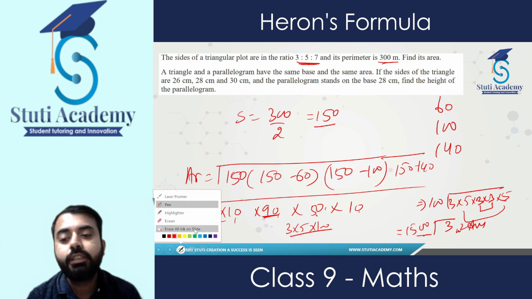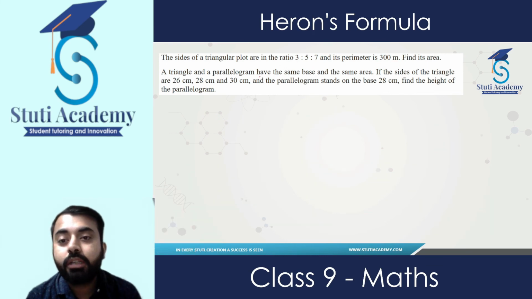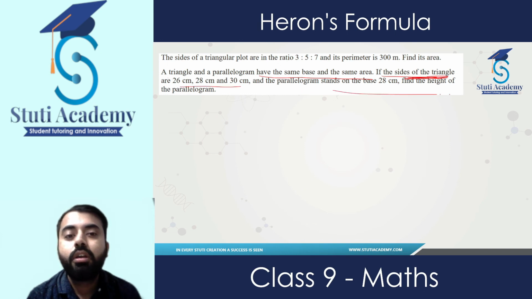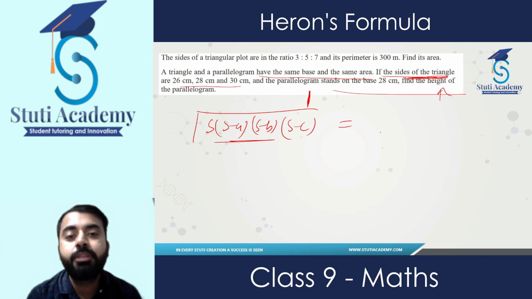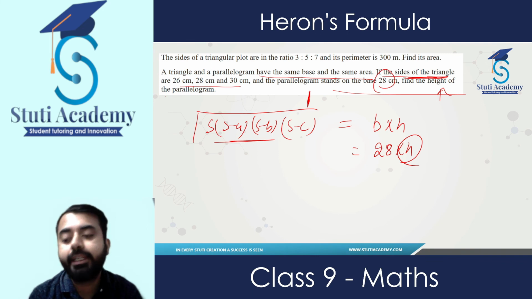Now see, my next case. A triangle and a parallelogram have the same base and same area. If the sides of the triangle are this, find the height of the parallelogram. It is the same question that we did yesterday. You have to do this: s minus a, s minus b, s minus c. It was given to you that the area of the triangle is the same as the area of the parallelogram. So that means it must be equal to base into height. Now base was 28, so put it equal to 28 into h. Find the value of h, the height.